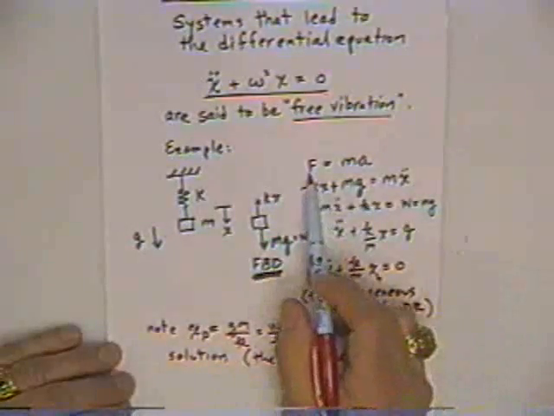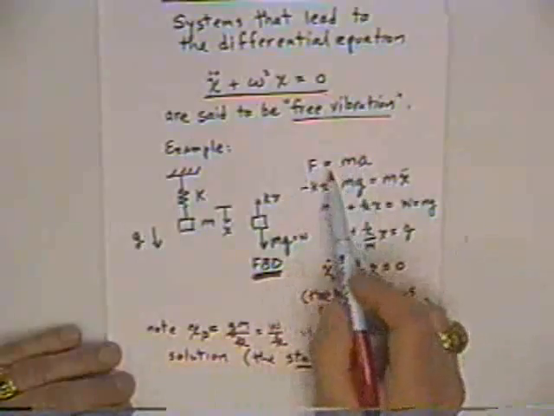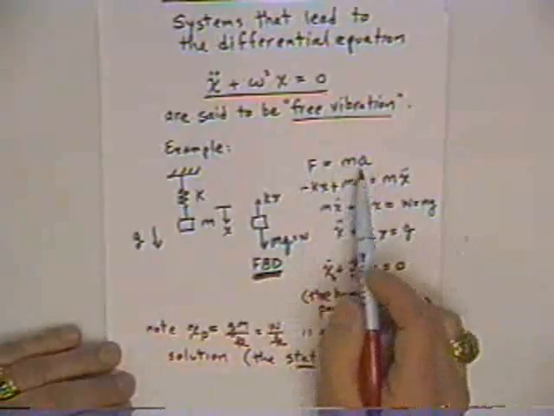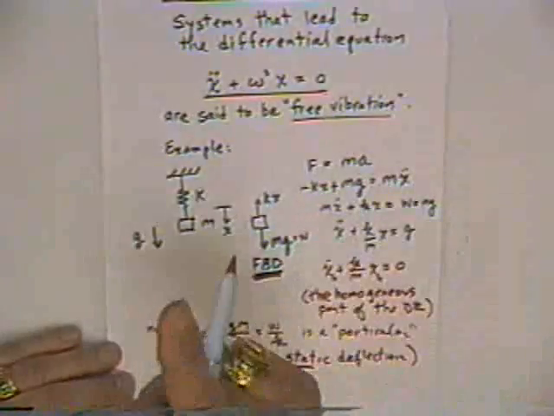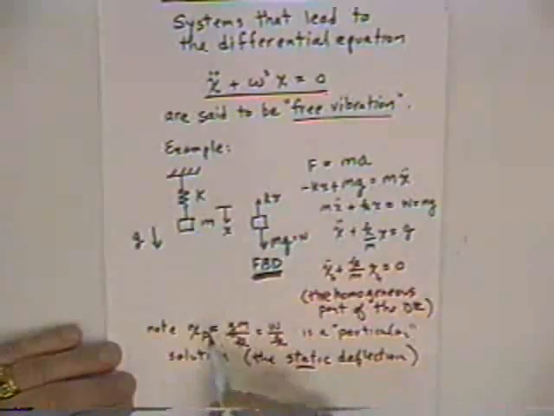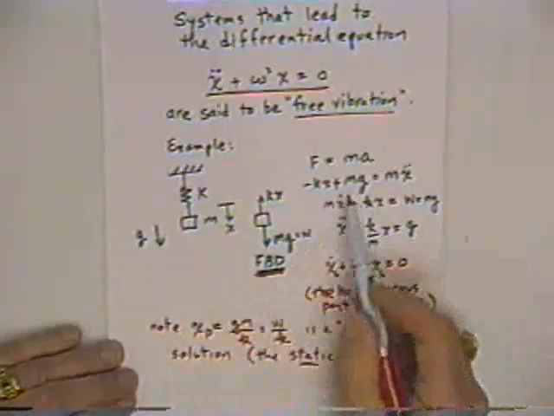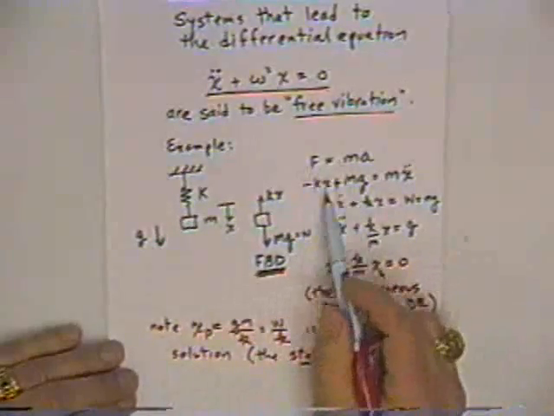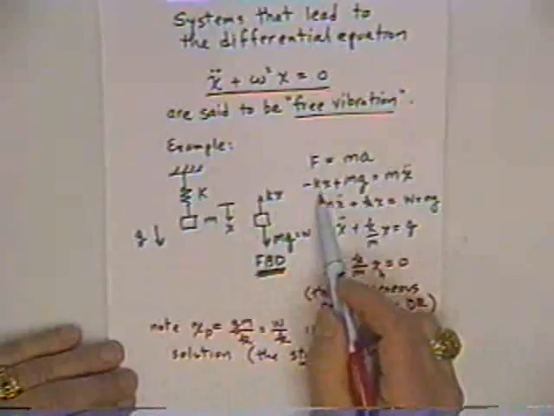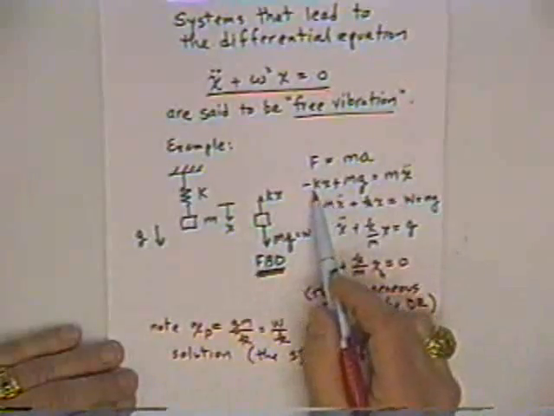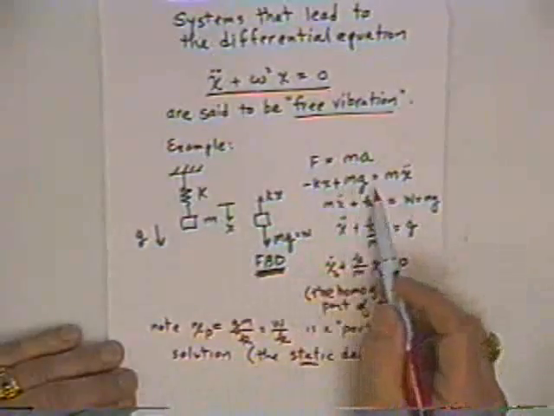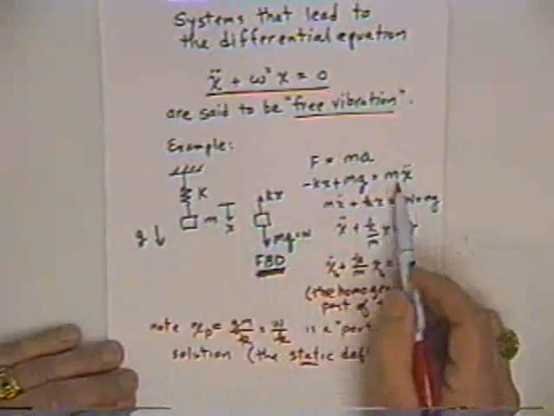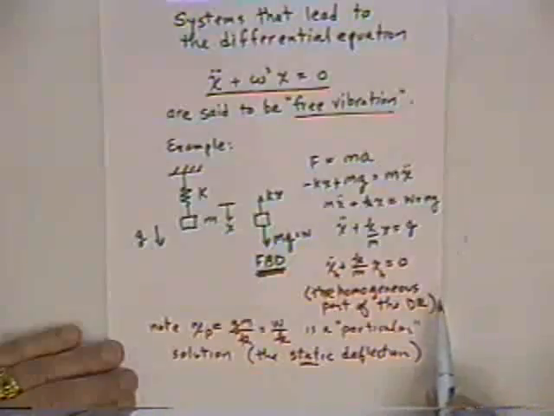So we have Newton's second law, which says the summation of the forces is equal to the mass times acceleration. I've written it in scalar form here because I'm only interested in the vertical direction. In this case, that's the x direction. Applying Newton's second law in the downward direction, I have a minus kx, that force, plus mg is equal to mass times acceleration, m x double dot.